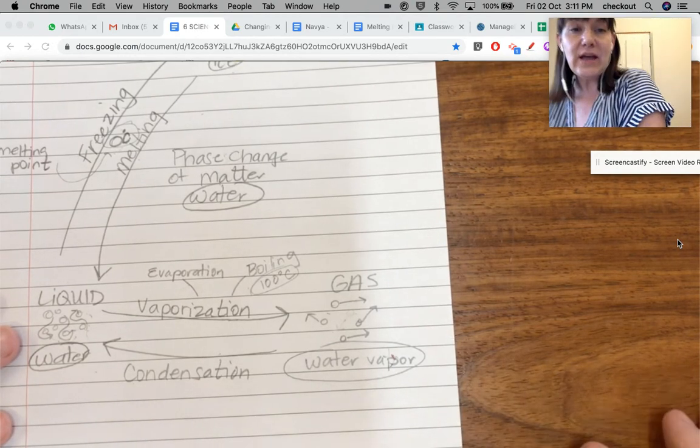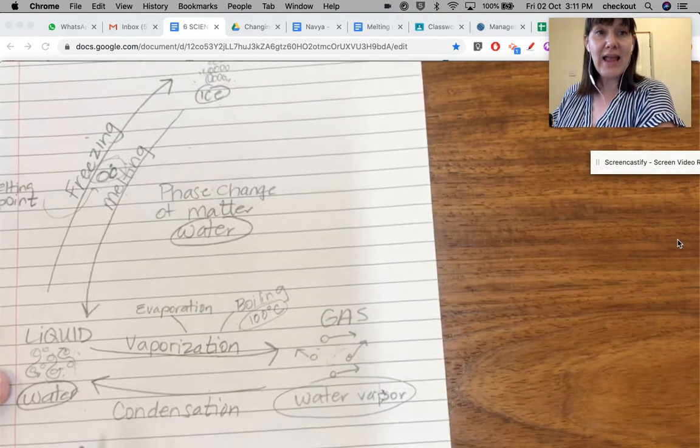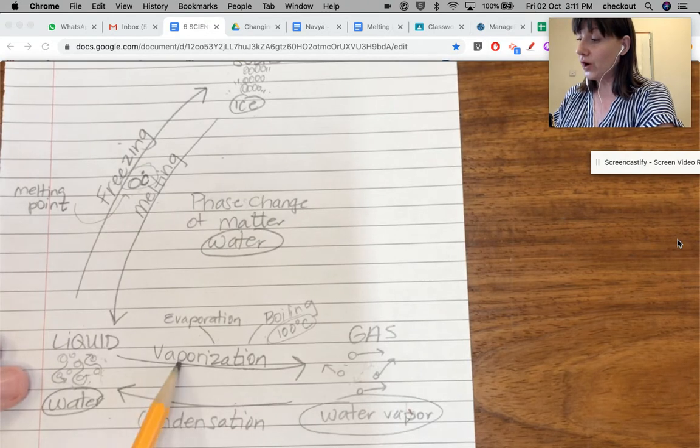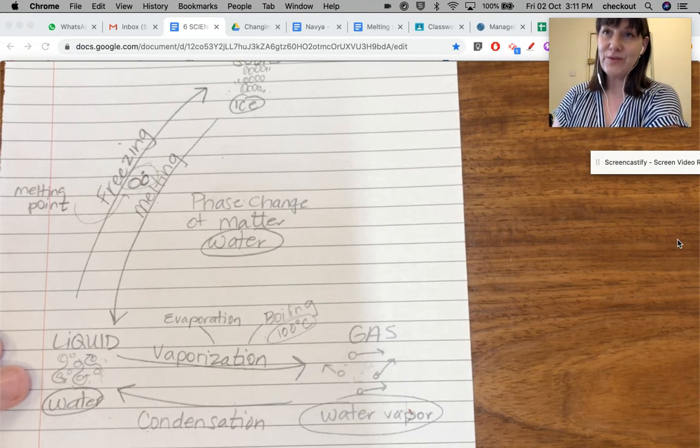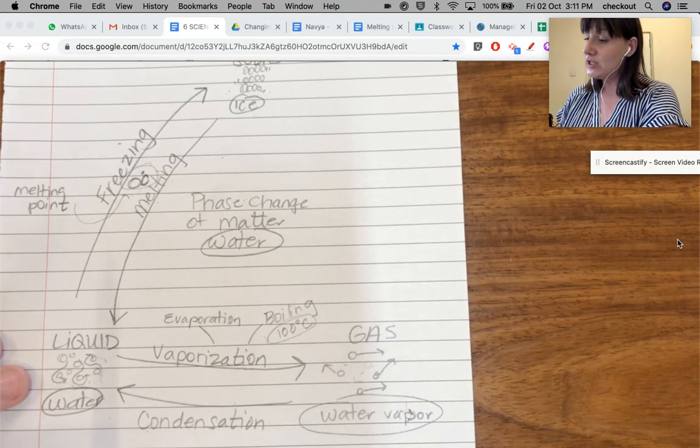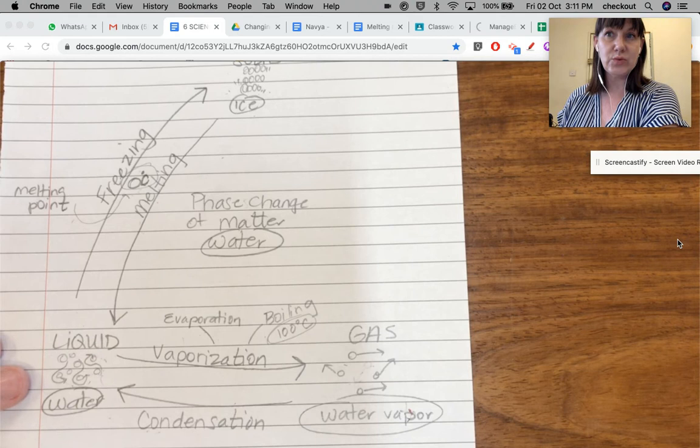All right. Now, these four, I am assuming that you've heard of these four phase changes of matter before. I know that in the past grades, you've learned about the water cycle. So these four things are not unusual to you.